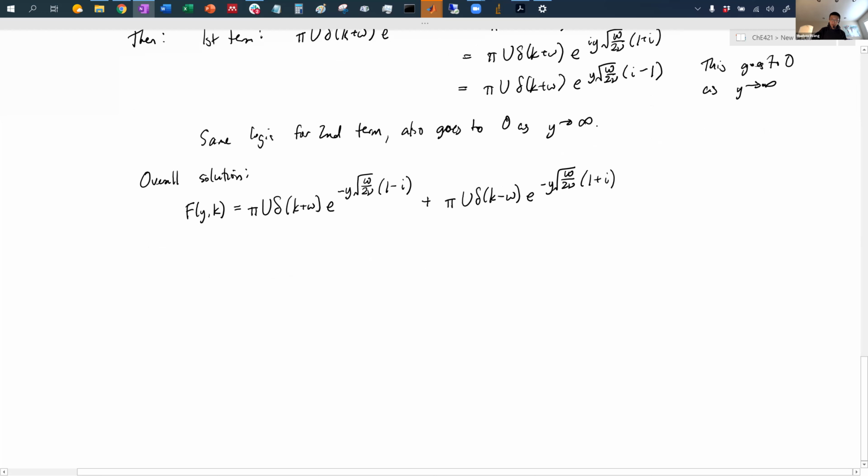Just for simplicity's sake, I'm going to let B be written as that. And so then one way to simplify this whole expression right here is to pull out an e to the minus b y.